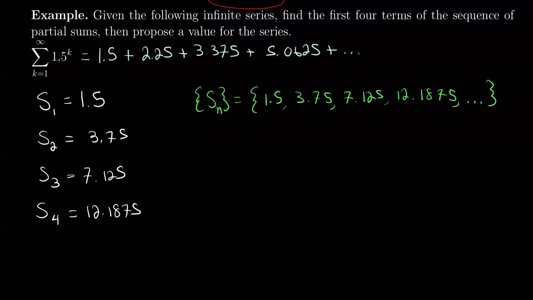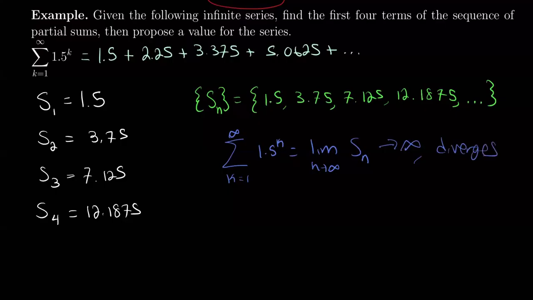What do you think is happening? Really, truly, what do you think is happening? I have the sum from k equals 1 to infinity of 1.5 to the k. It needs to be the limit as n goes to infinity of that sequence of partial sums. So what do you think is happening? I mean, I'm just adding bigger and bigger and bigger numbers, right? That's definitely going to shoot off to infinity. So we would say that the series diverges. Ta-da.